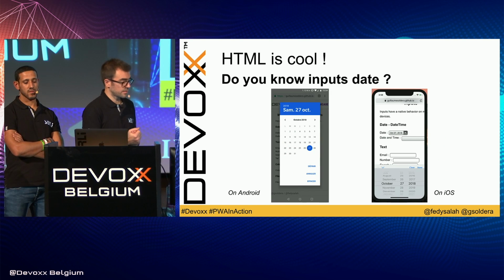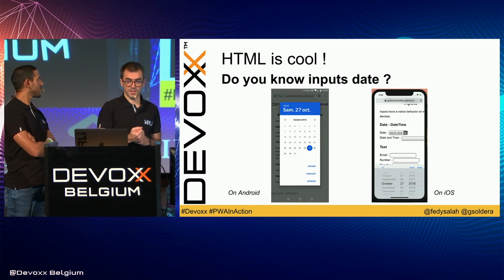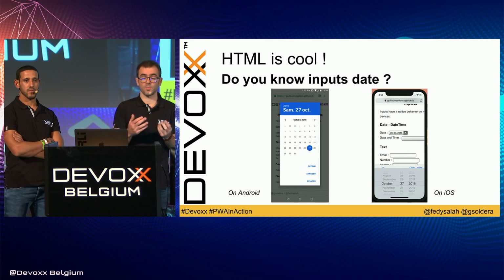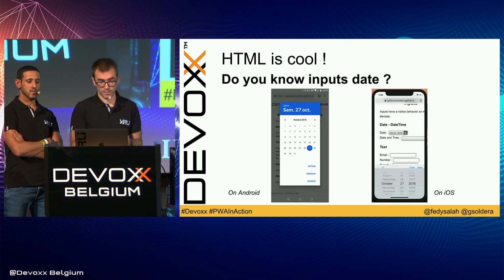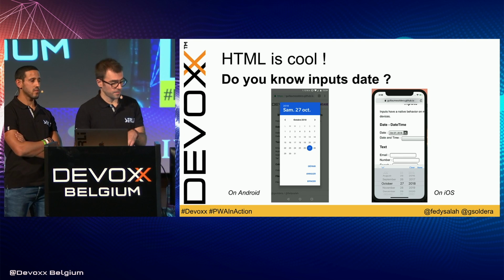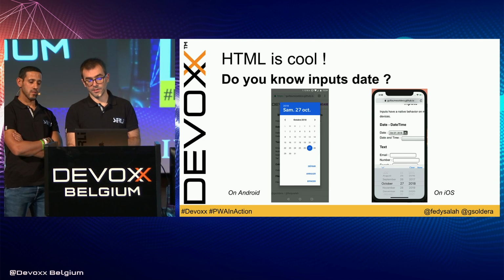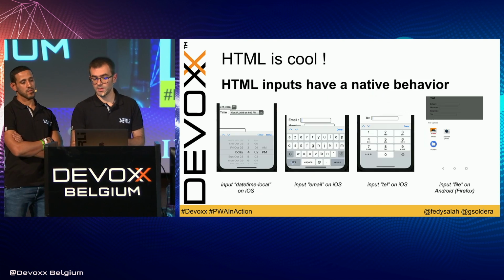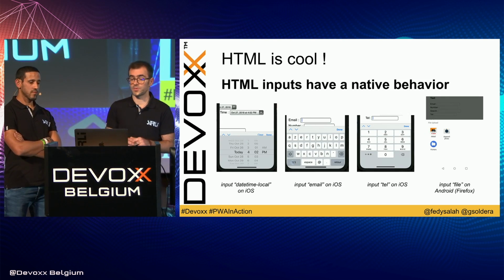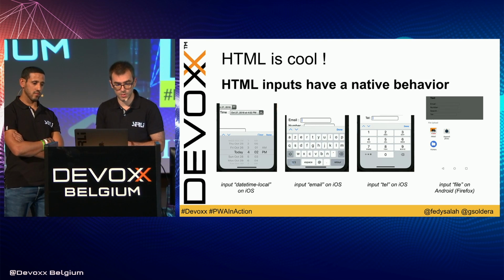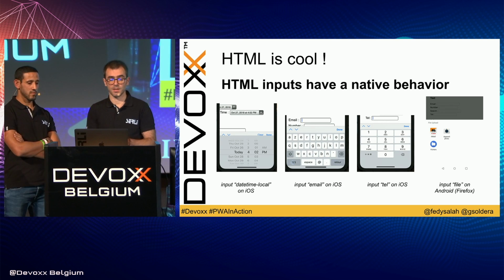On mobile, this input has a native behavior. It uses a native component to display the picker. We can see on this picture on Android and on iOS. There is input date, but it's for all inputs too. You have the datetime-local input where you can choose the date or the time.